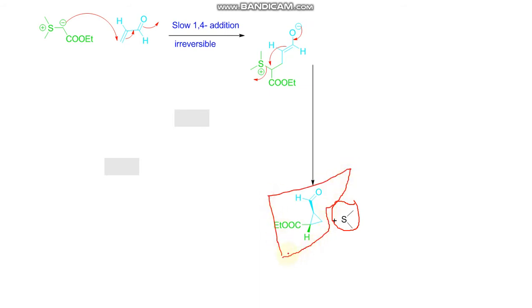Now you have to figure out one more thing: what is the stereochemistry of the substituent on the cyclopropane ring? Now to figure that out, we have to go through the molecular orbital interactions.